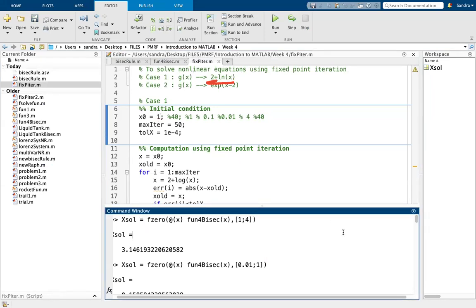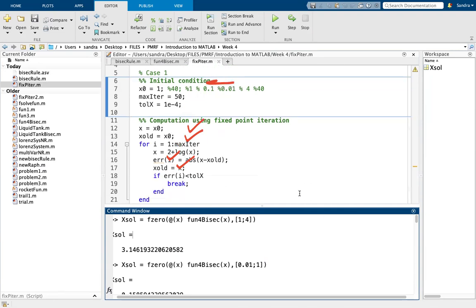Now I can run it 50 times, or else I can keep an error tolerance of 1e-4. Initially my x value is the initial guess, and my x old value I'm also initializing to the initial guess. Then I run a for loop up to 50 iterations, from 1 to 50, and I calculate the new x value. x is equal to 2 plus log x, where this x is x0. You get the new x value.